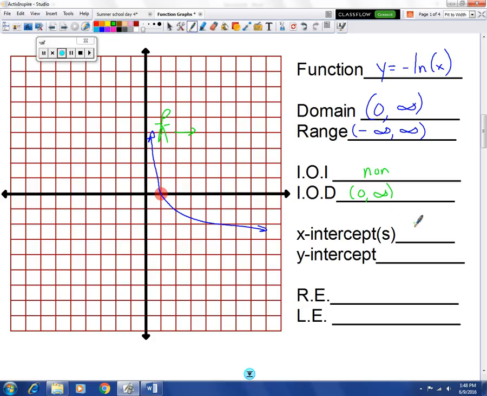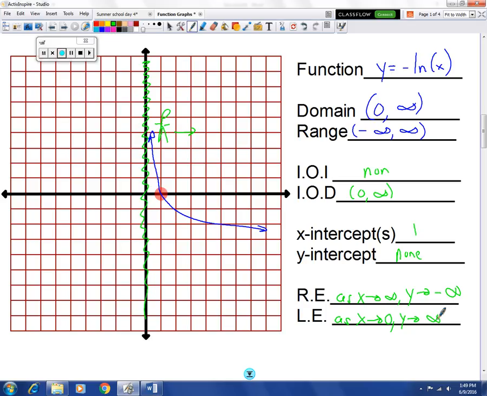X-intercept is still 1. Does not have a y-intercept. It doesn't touch the y-axis because, just like for positive natural log of x, the y-axis is an asymptote. The right-hand behavior: y approaches negative infinity. The left end, I'm going to write it just like that problem 2 examples ago. I'm going to let it approach 0. Go toward the left towards 0. Y approaches positive infinity. That's a strange way to write left end behavior, just to show you what's going on as we go towards 0 from the left, the graph is going up.